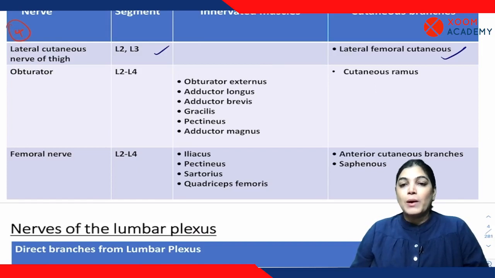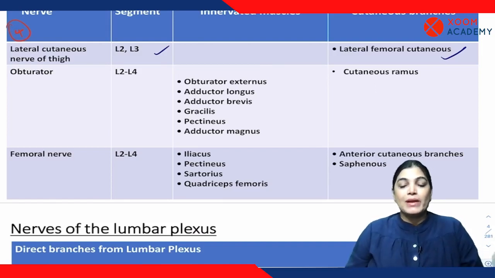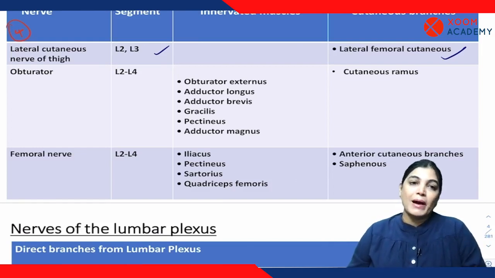Sometimes the mode of compression can be very tight clothing, tight pants, tight jeans, at times tight belts which have been used by the person, and it can lead to the compression of the lateral cutaneous nerve. What is the condition? Meralgia paresthetica.